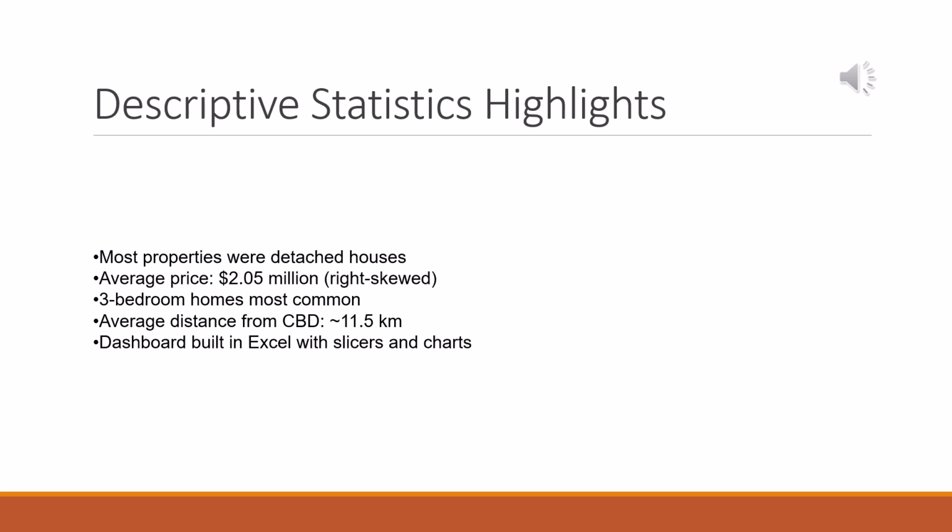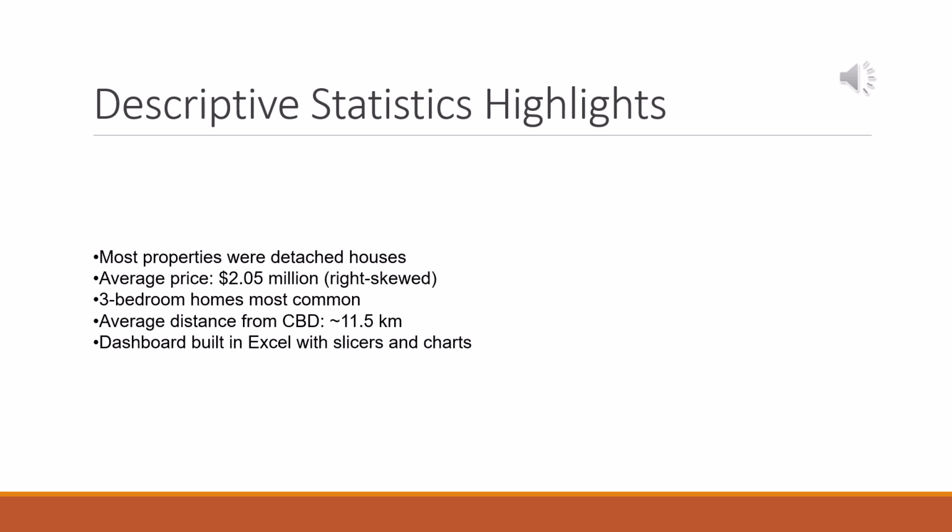The average sale price was around $2.05 million, and the data showed a right skewed distribution, meaning most homes were sold for lower to mid-range prices, with a few expensive properties raising the average, which always tends to disrupt the mean for any possible population. Three-bedroom homes were the most common, and the average distance from the CBD was approximately 11.5, which aligns with Melbourne's middle range suburbs.